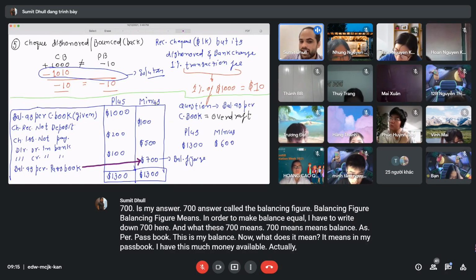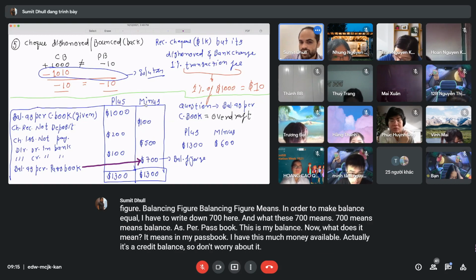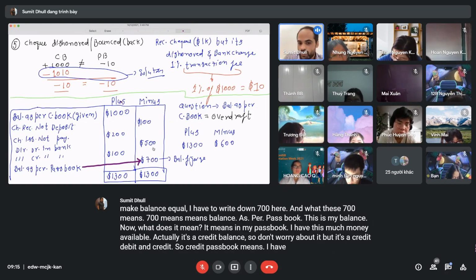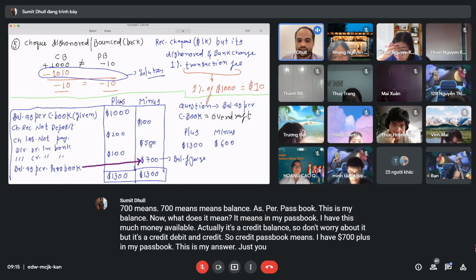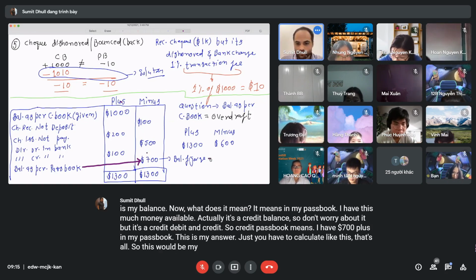Actually, it's a credit balance. So don't worry about it, it's debit and credit. So credit passbook means I have $700 plus in my passbook. This is my answer. You just have to calculate like this. That's all. So this would be my answer.